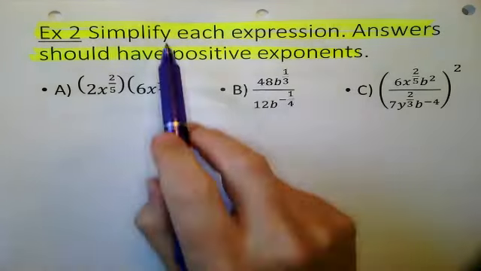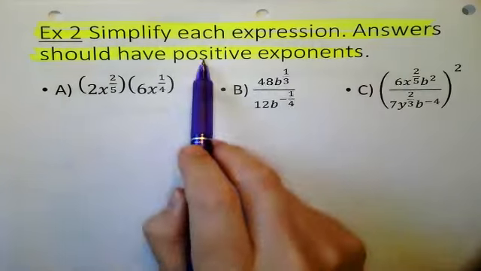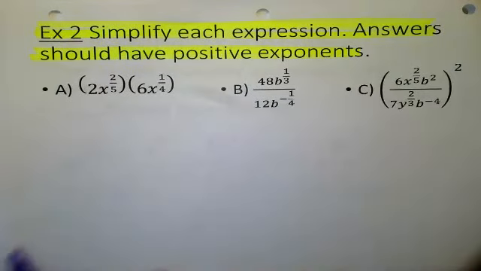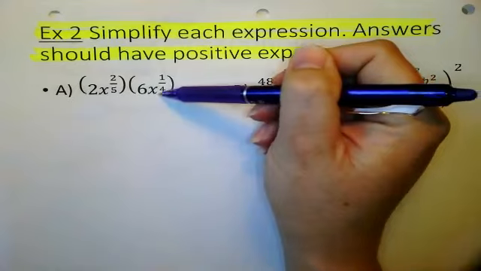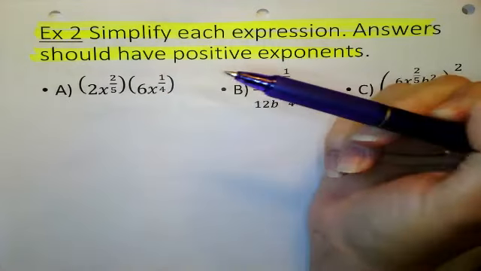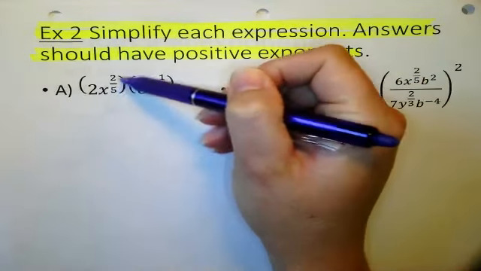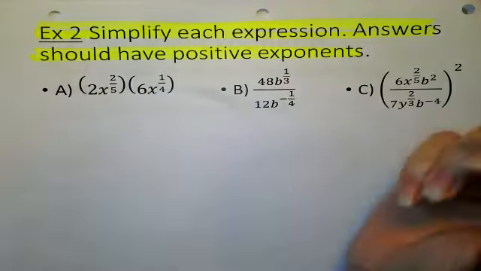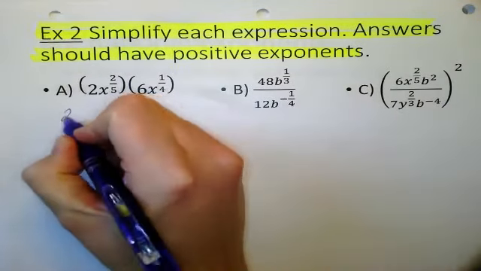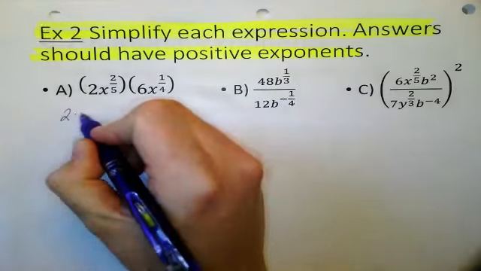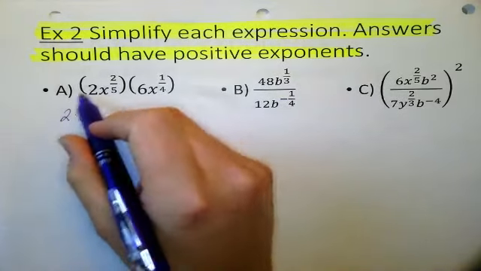All right, simplify each expression. Answer should have positive exponents. All right, so again, we have grouping symbols here. This looks kind of bad. I don't like how this was typed, but it is 2/5 all in an exponent. So again, they use parentheses, but really this is just multiplication. Everything is multiplied together. So we're going to multiply our numbers together.